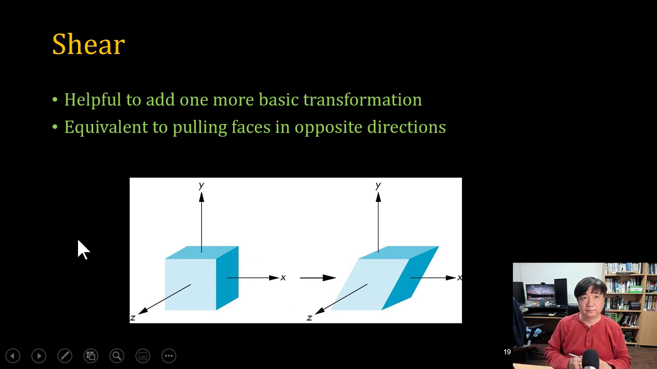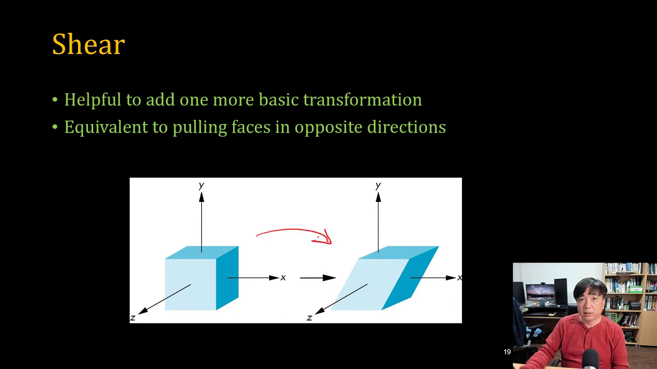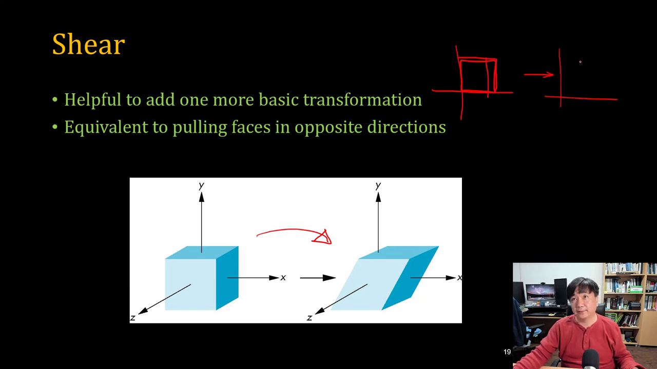Okay, the next transformation is shearing. Shearing is changing the shape like this. It looks very similar to rotation, but it is kind of slanting. For example, I will draw it in the 2D world. If the original shape was a square, and it is sheared along the x axis, then the height is not changed, and the shape changes like this.